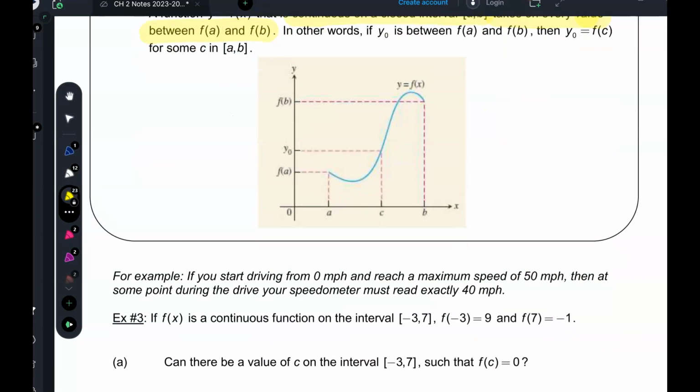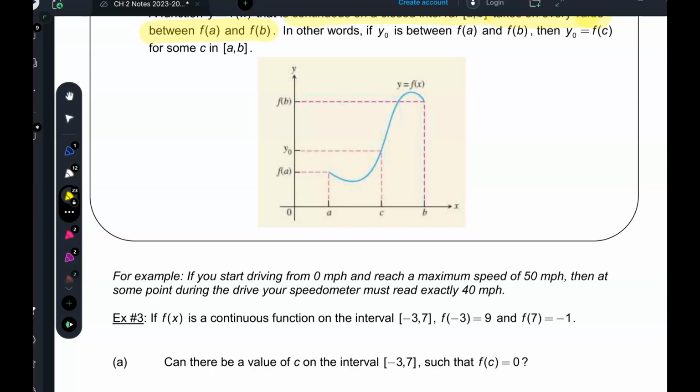So, for example, some of us drove today. You're starting from 0 miles per hour, and let's say you reach a maximum speed of 50 miles per hour. So they're saying at some point, your speedometer must read exactly 40 miles per hour. You can't skip over 40. It also has to say 41 at some point. It has to be 30 miles per hour at some point.